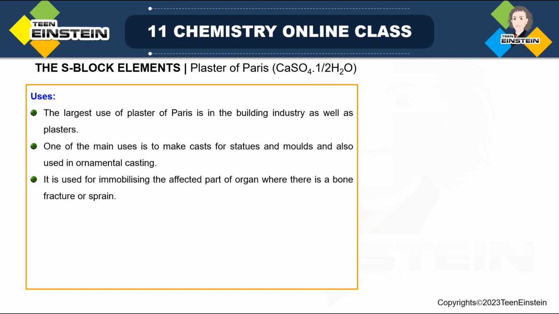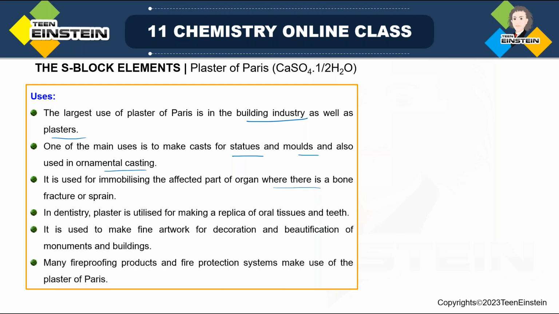Then, uses of this molecule: the largest use is in the building industry as well as plaster, because it has setting properties. One of the main uses is to make casts for statues, molds, and also in ornamental casting. It is also used for immobilizing the affected part of an organ. We have all seen it when there is a bone fracture or sprain. The plaster that we use is nothing but plaster of Paris.